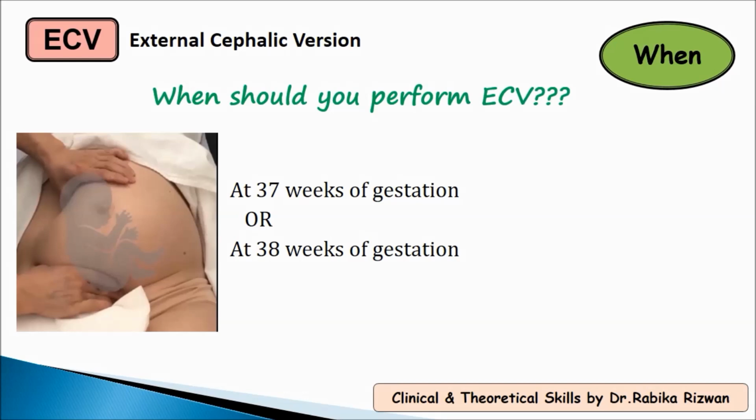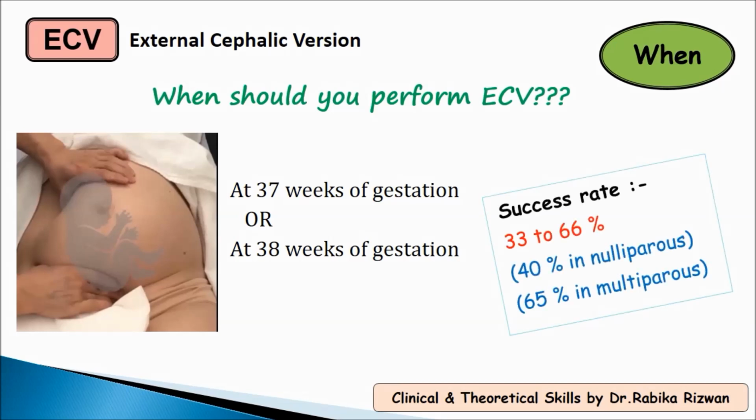The best time to perform ECV is at 37 weeks or 38 weeks of gestation, not before that and not beyond that. Although you can rotate the baby before 36 or 35 weeks of pregnancy, the baby is so tiny, so small, that it will come back to bottom down position the next day. So it will be a failed procedure. And at 39, 40 weeks and beyond, it is too difficult to perform ECV, as there is not enough room to rotate the baby, and it can cause extreme discomfort to the mother also. So the good time is 37 and 38 weeks.